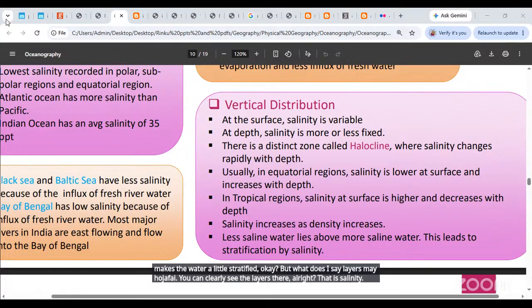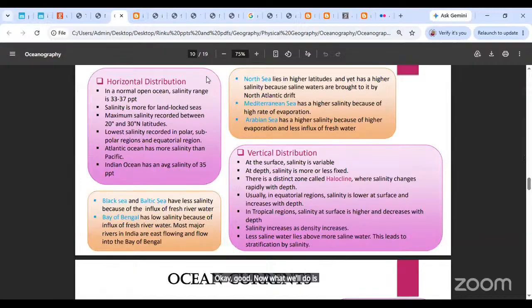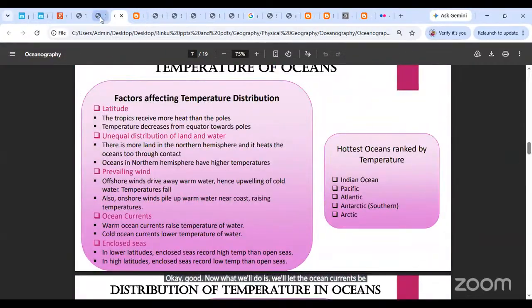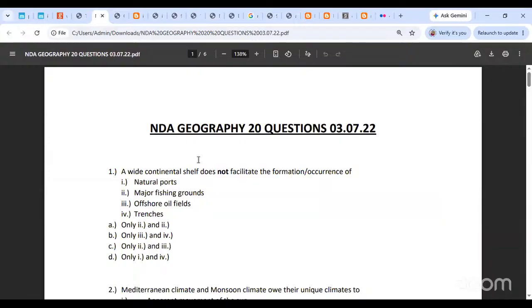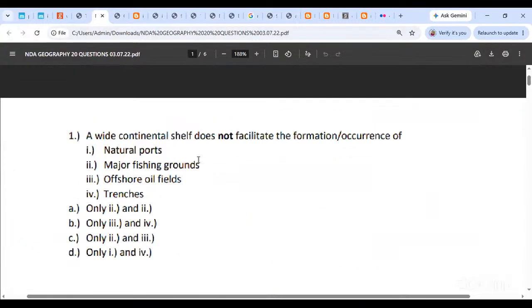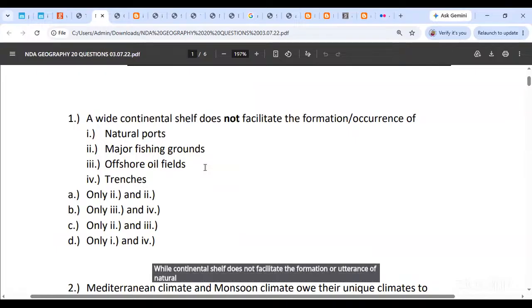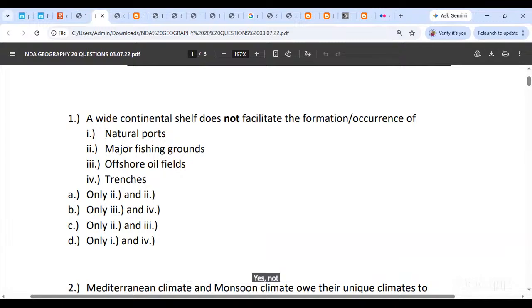Okay, good. Now what we'll do is we'll let the ocean currents be. And ये बताइए मुझे. A wide continental shelf does not facilitate the formation or occurrence of natural ports, major fishing grounds, offshore oil fields, or trenches. Does not, meaning what is not suitable on wide continental shelves.